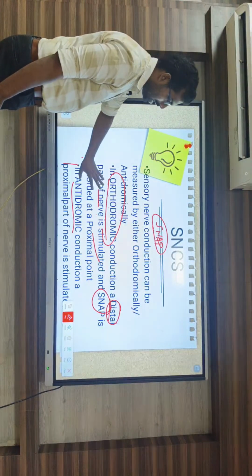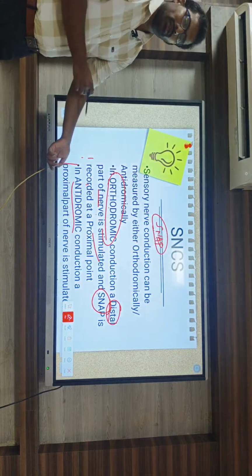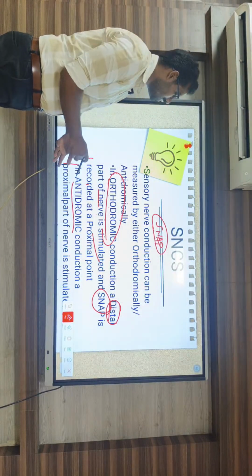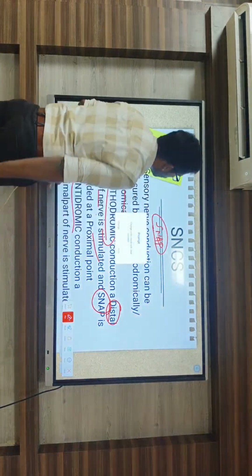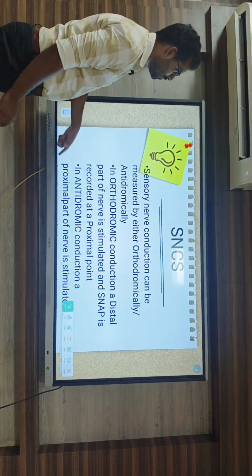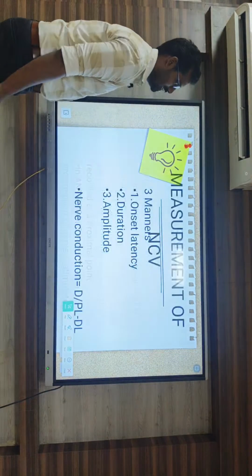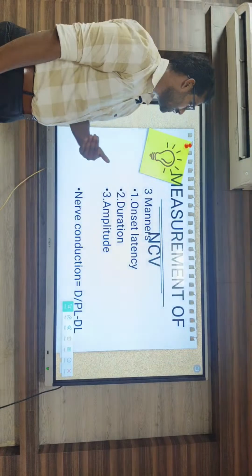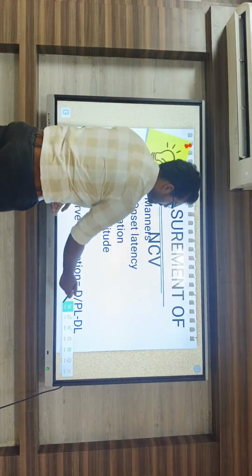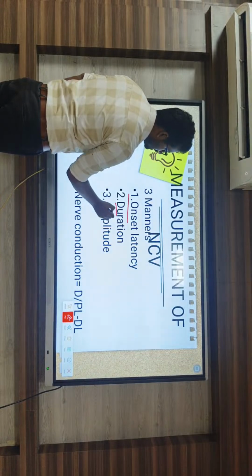And what about the antidromic? Antidromics were nothing but just vice versa to the orthodromic. So we are going to stimulate the nerve over the proximal point, and we are going to record the SNAP over the distal point. That is known as the antidromic. That is the combination of orthodromic and antidromic. That is the method for identifying the sensory nerve action potential. So coming to the measurement, how are we going to measure whether lesions are present or not, and what size the lesions are. Okay, the first one, onset latency, duration, and amplitude.